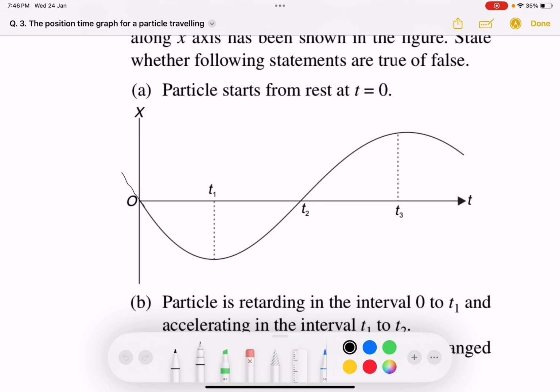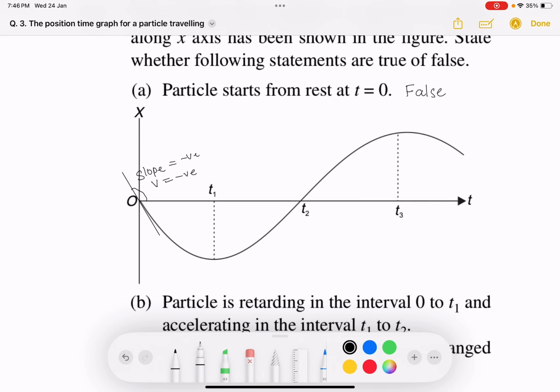drawing a tangent at t equals 0, what we will realize is that that tangent has a negative slope, which means that the velocity of the particle is also negative. Negative velocity definitely means the particle is not at rest, and therefore statement 1 is false.